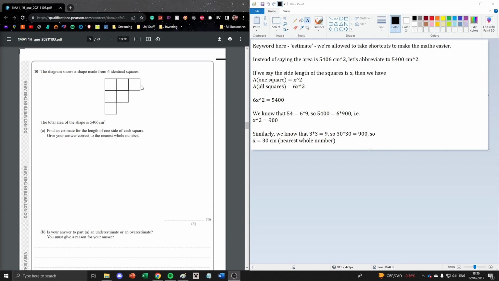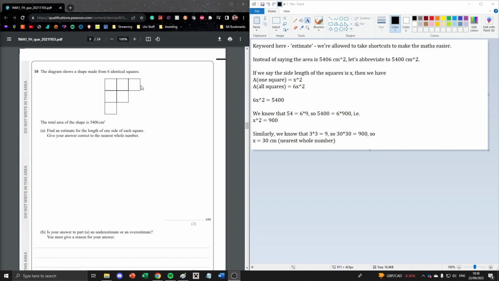So obviously when we hear the word estimate, we know that we can sort of mess around a little bit with the numbers that we're given to make the maths easier. And so in this case, we'll abbreviate 5,406 to 5,400 because we know that 6 times 9 is 54, and so we know that 6 times 900 is going to be 5,400.